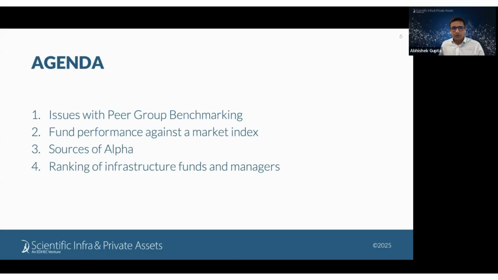Second, if not peer group benchmarking, then we wanted to show how you can compare a fund's performance against a market index. But the question becomes one of the benchmark. Which benchmark do you use, and what implications could it have on the final assessment? Third, I will show you some sources of alpha: if a fund actually generates alpha, what are the different sources where that alpha comes from? And finally, using that analysis, we have produced some ranking of infrastructure funds and managers, and I wanted to show you some initial results of how those rankings look for different infrastructure funds and managers in the infrastructure space.